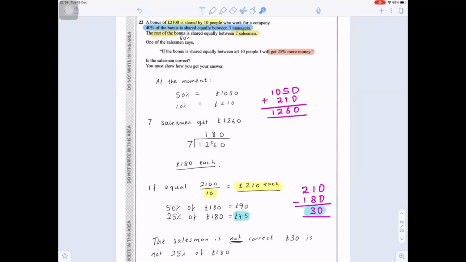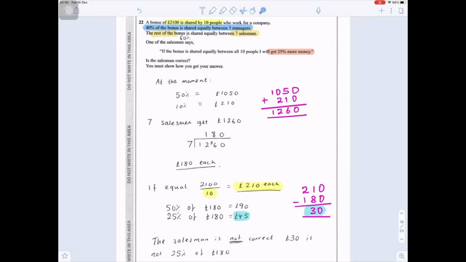So at the moment, let's find out what amount is 60%. So 50% of 2,100 is 1,050. And 10%, if you divide by 5, 10% will give you 210 pounds. So altogether, 50% plus 10% gives you 60%. So you add 1,050 plus 210. So it's 1,260 pounds, which is shared amongst 7 salesmen.